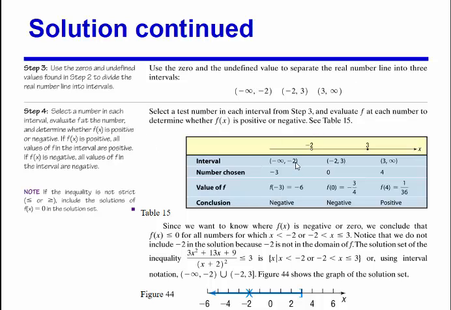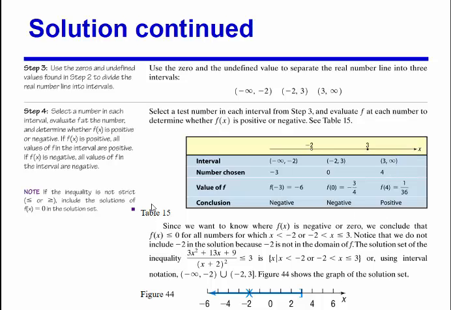And then in step 4, we have all of our intervals. We're going to choose a test point within each interval. For the first one, we choose -3, we get a negative value. For the second one, we choose 0, and we get a negative value. For the last one, we choose 4, and we get a positive value.